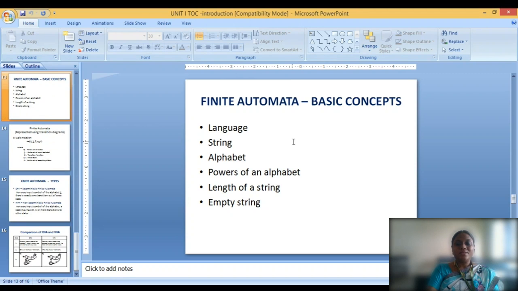And in this session we have discussed some of the basic concepts of TOC, and in the next session we will see the basic concepts of finite automata, like languages, strings, alphabets, powers of alphabets, length of string, empty string, etc. Thank you.